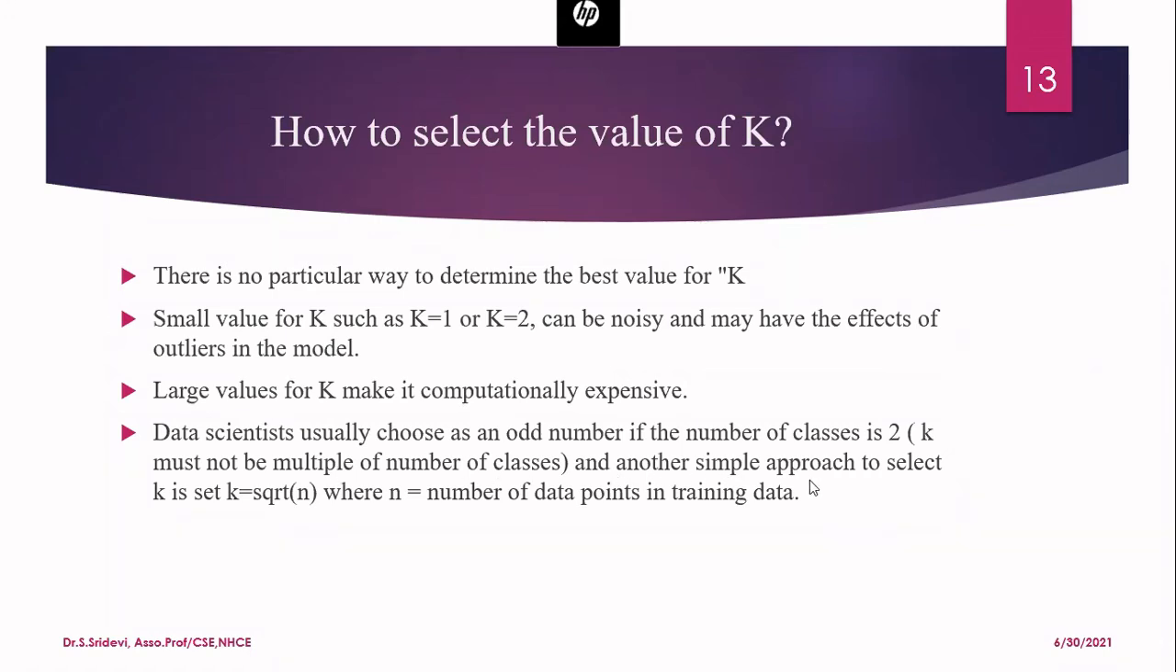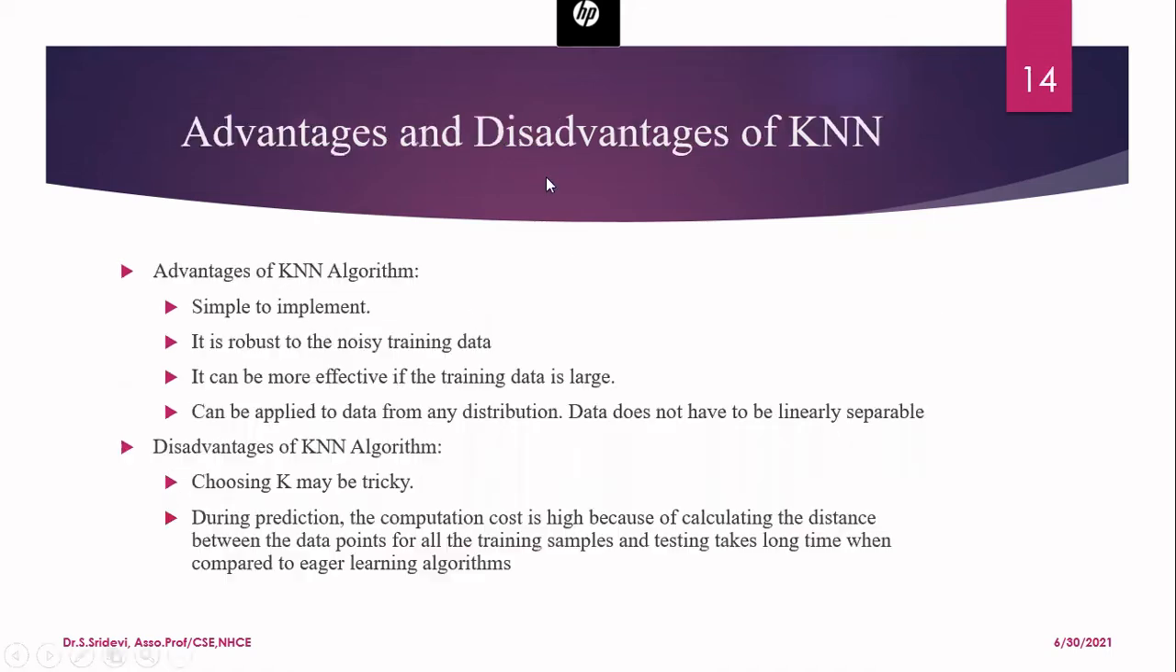And then another simple approach to select K is, we are going to set K equal to the square root of n, where n is nothing but the number of data points in the training data set. So these are all the approaches followed to select the value of K. Let us see the advantages and disadvantages of KNN.